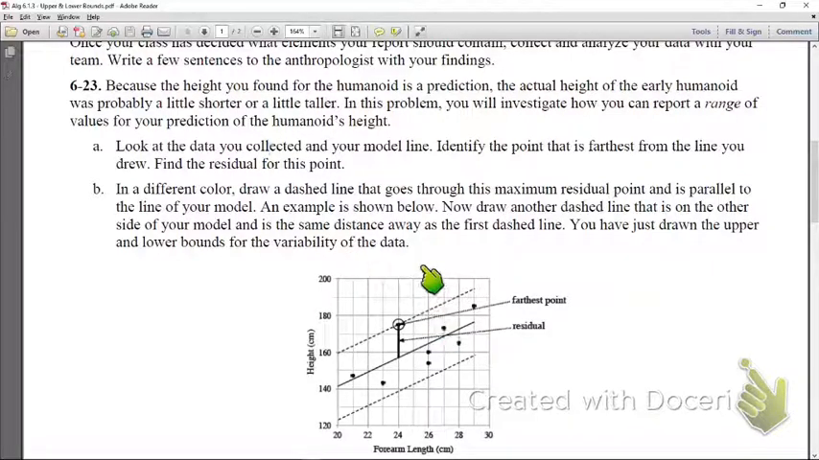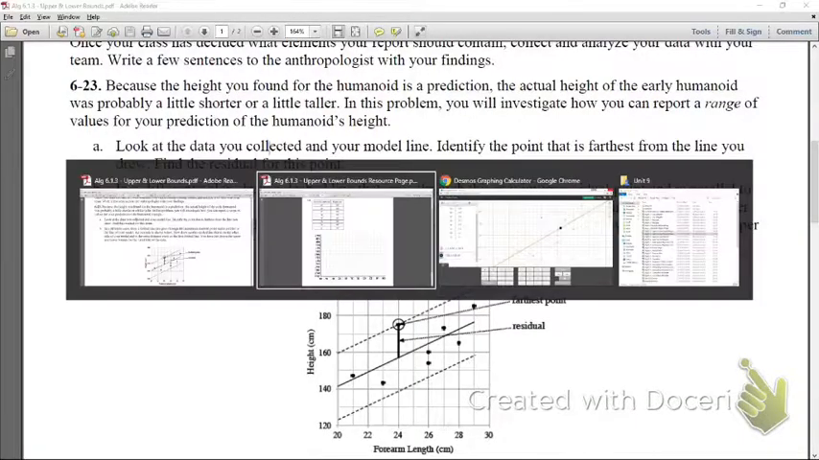When they say largest residual, they're saying the absolute value distance. So not so much negative versus positive, but the actual physical distance. It could be plus 10 up, it could be minus 10 down, but that's also a distance of 10 on both sides. So here we go. Go back to the graph.